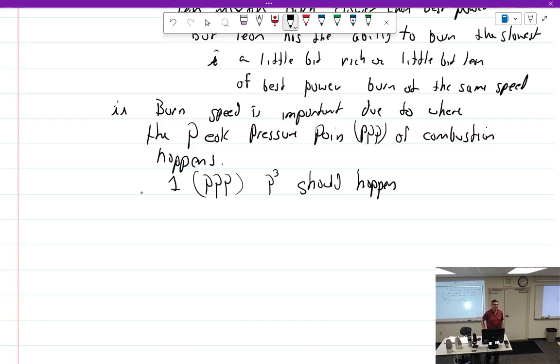All right, if the peak pressure, the maximum amount of pressure, happens in the cylinder while the piston's coming up, what's the piston going to want to do? Go back down. If it happens at top dead center, what's it want to do? It's going to push on the shaft. If it happens after top dead center, it wants to go around, make the crankshaft go. So we could say it should happen after top dead center.